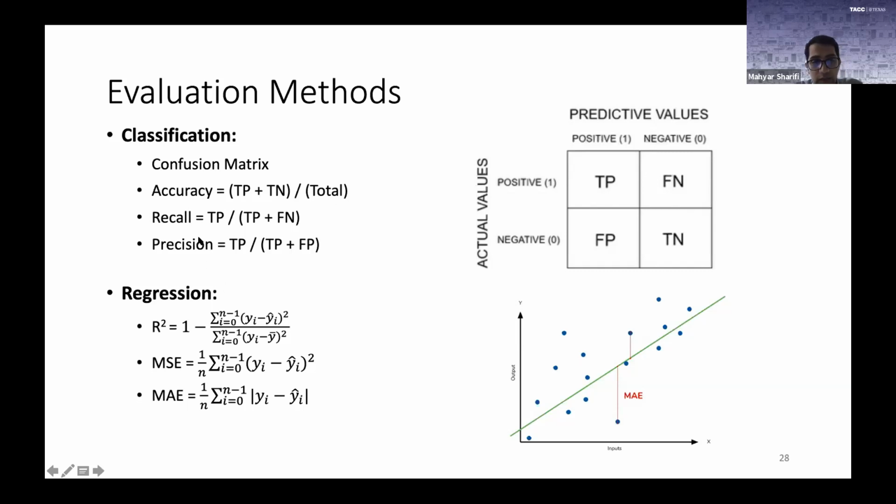There are other metrics as well, like recall and precision, which you can also use for evaluating your models, especially when your data set is unbalanced.